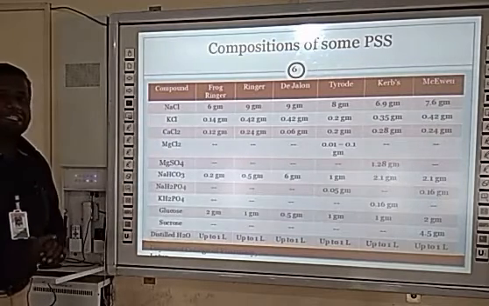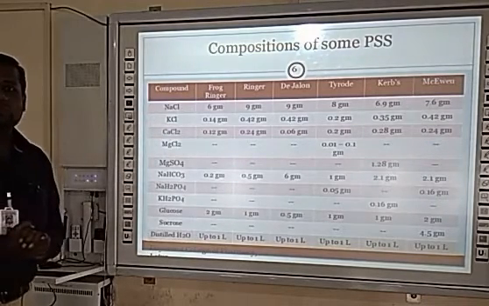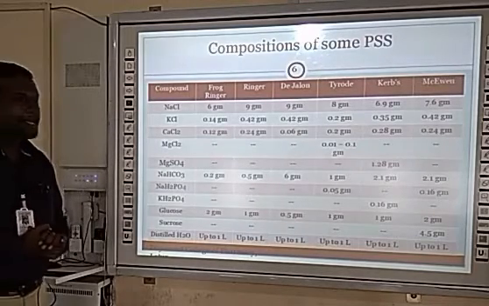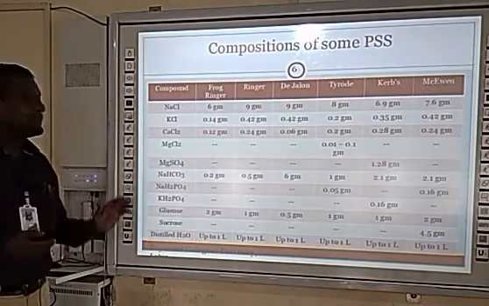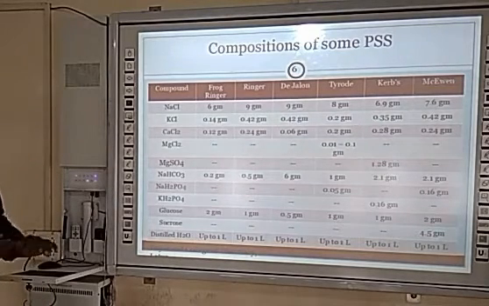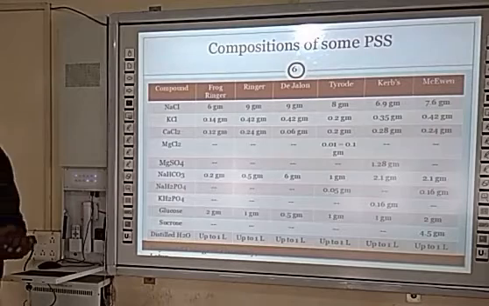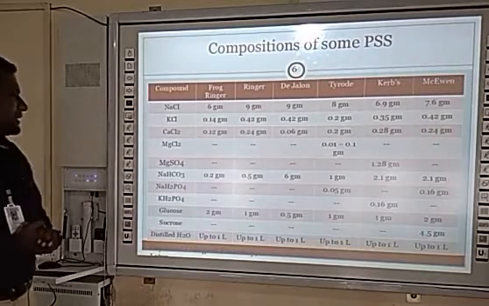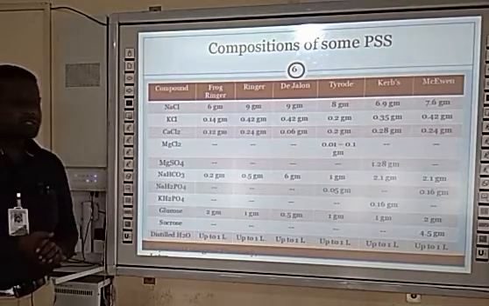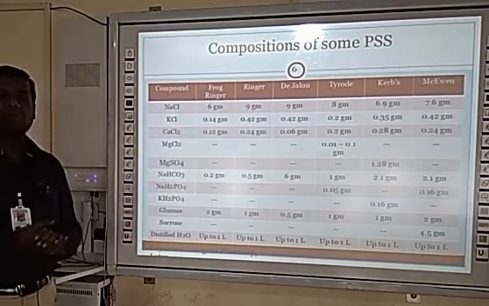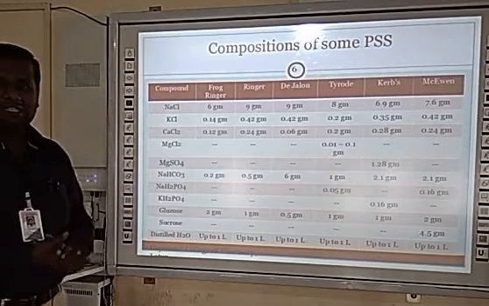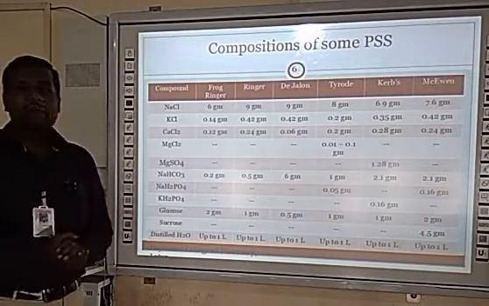Then the next one is De Jalon, a physiological salt solution. It requires NaCl 9 gram, potassium chloride 0.42 gram, calcium chloride 0.06 gram, sodium bicarbonate 6 gram, then glucose 0.5 gram, and all these ingredients are dissolved in distilled water and the final volume made up to 1 liter.